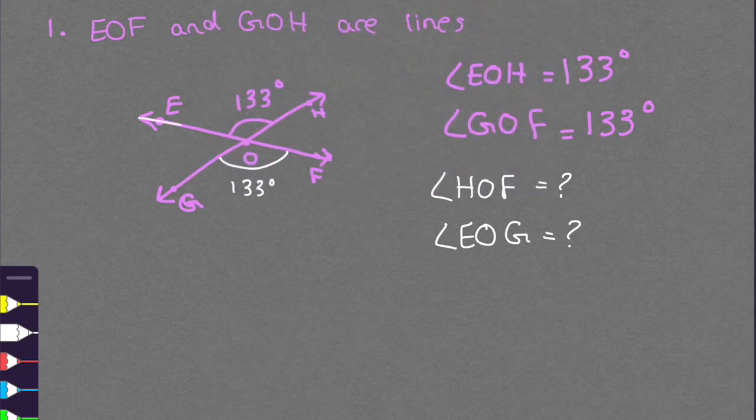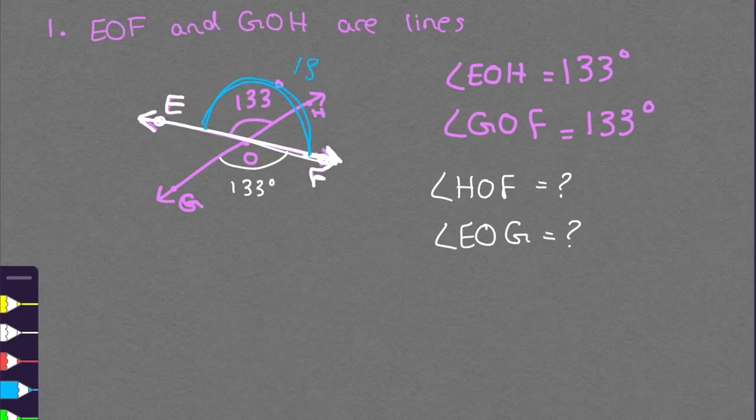You see the line EF. I'm going to make the line a little bit thicker so you can see. So you see the line EF. From here to here is 180. So the whole thing is 180. And we have a little bit of it, which is 133.